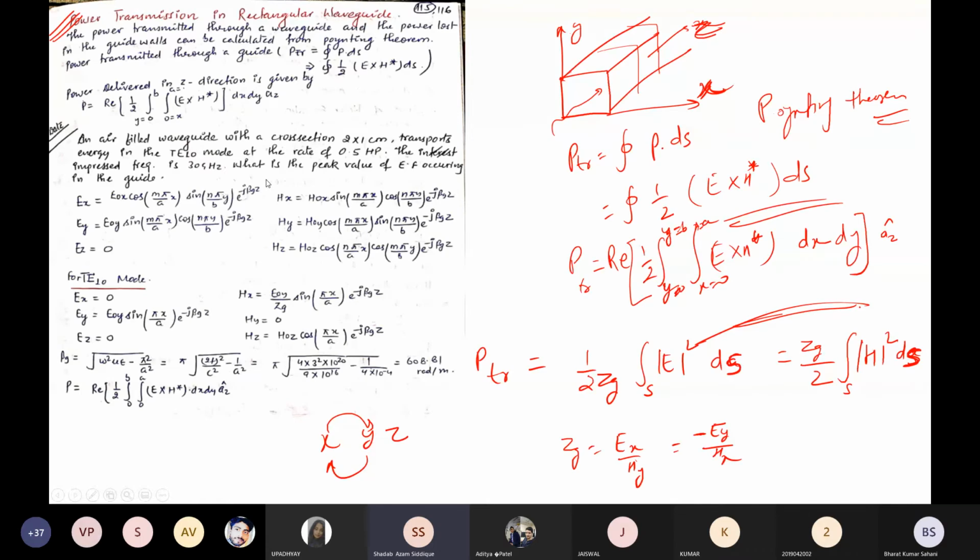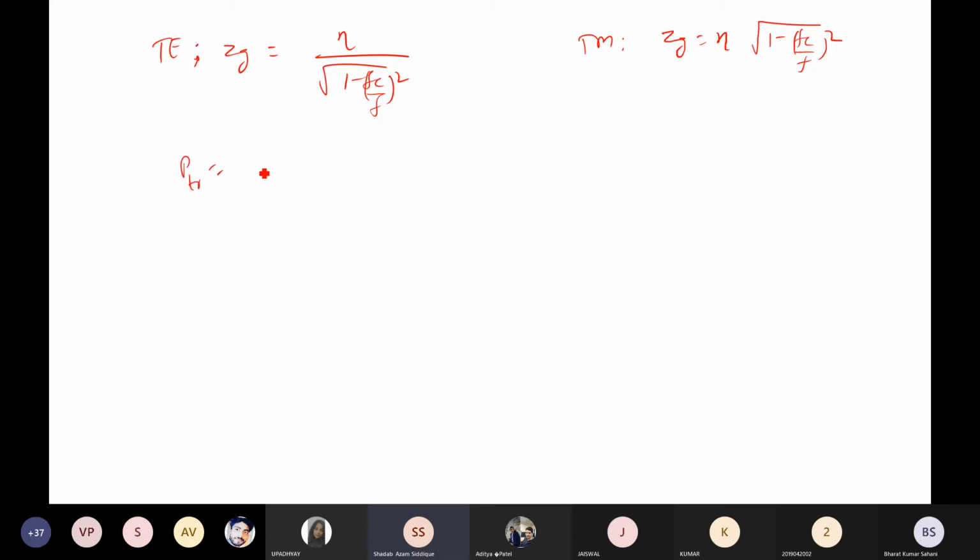Okay, so if you want to write this transmitted power in terms of ZG, for the transverse electric mode, ZG is equal to eta divided by square root of 1 minus fc by f whole square. And for TM, ZG is equal to eta into square root of 1 minus fc by f whole square. So if you want to write the transmitted power now, you can write transmitted power PT, which is equal to, for the TEmn mode, I'm talking about TEmn mode.